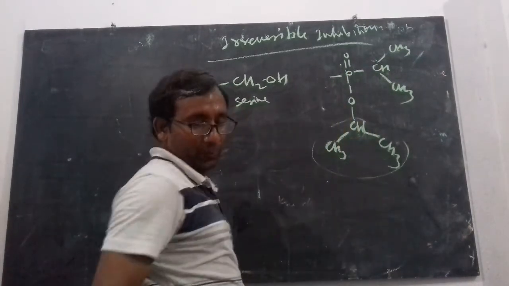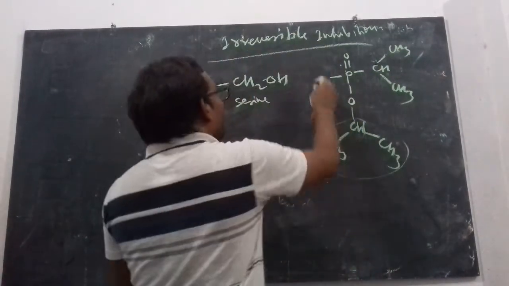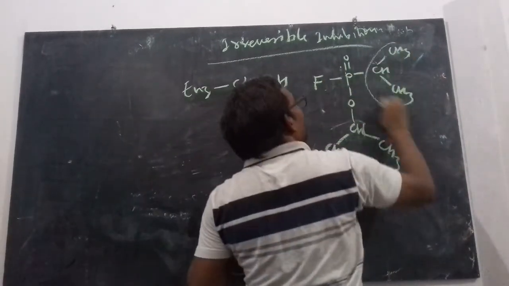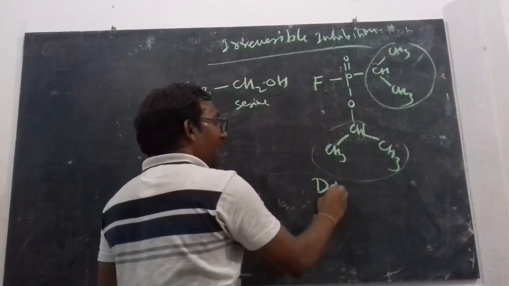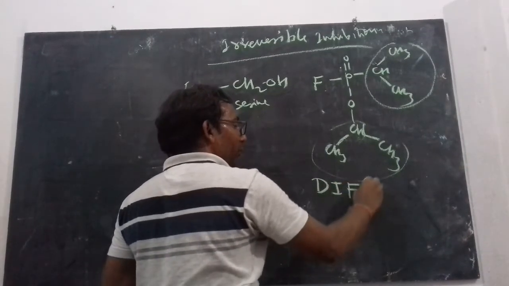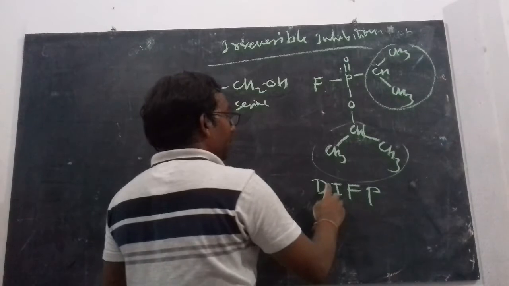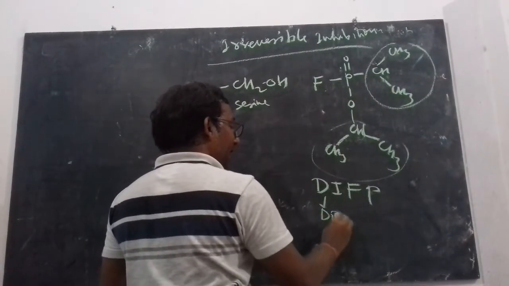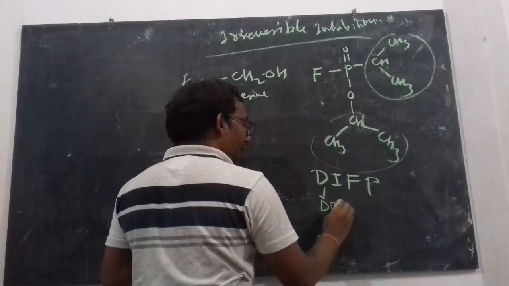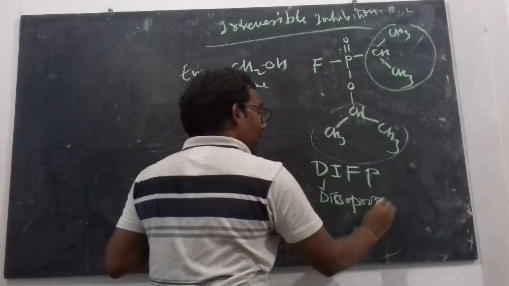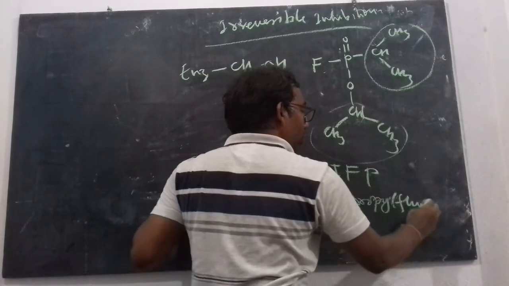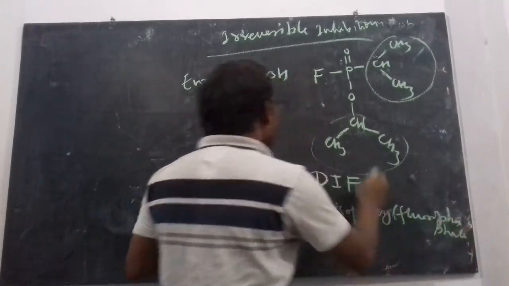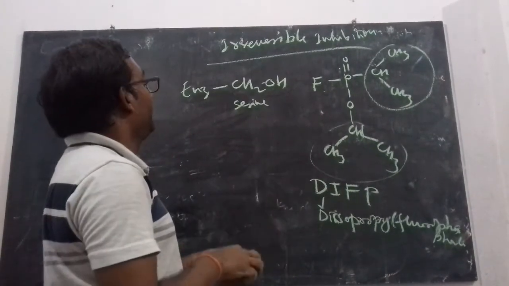Diisopropyl fluorophosphate. So you just put one fluorine here. See, this is isopropyl, this is isopropyl, so the name becomes diisopropyl fluorophosphate, DIFP. This is the irreversible inhibitor.